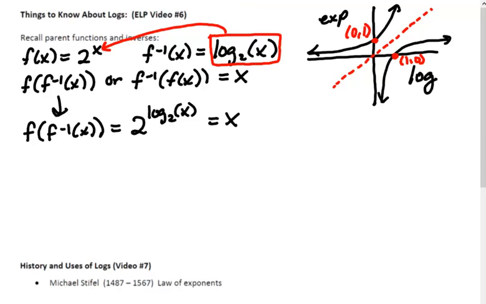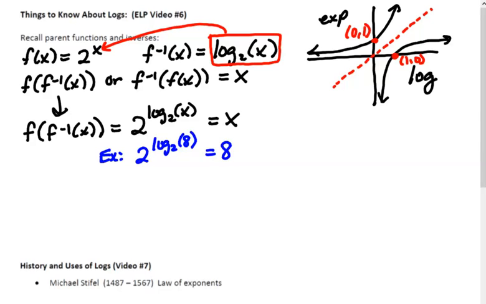Well, let's look at an example of that. Let's say I have, for example, 2 to the log base 2 of 8. That should equal 8. Well, what is log base 2 of 8?